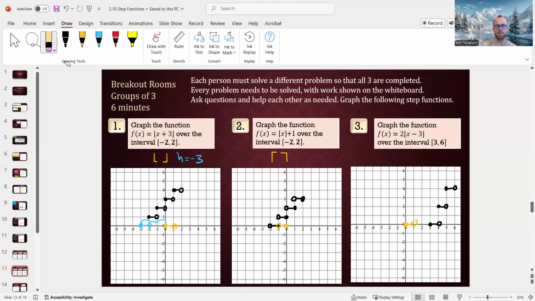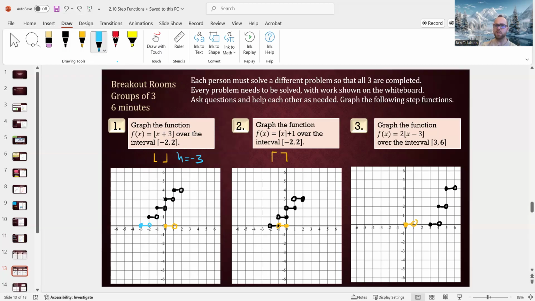And remember, for the parent function, we had line segments 1 long and then up 1. So we should go up 1, right 1, up 1. Oh, let's try that again. Up 1, right 1, up 1, right 1. That's exactly what's happening. So we're graphing the rest of those in place. Okay, obviously those were pre-graphed.